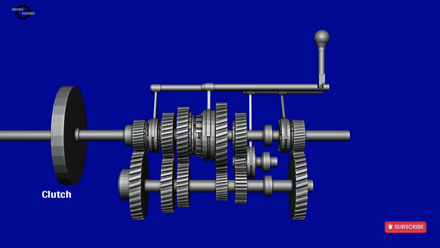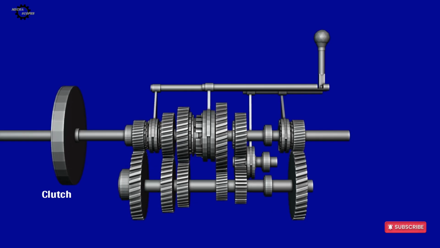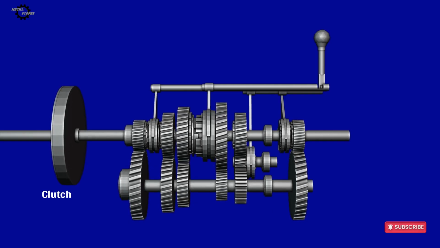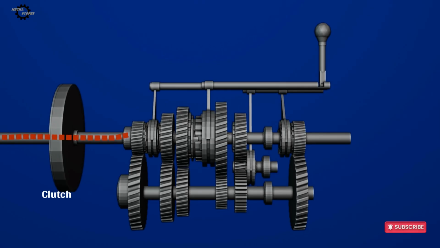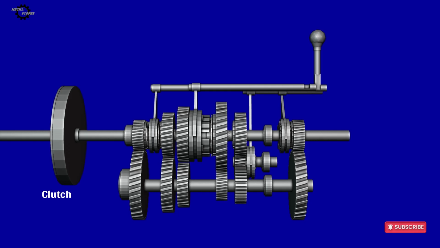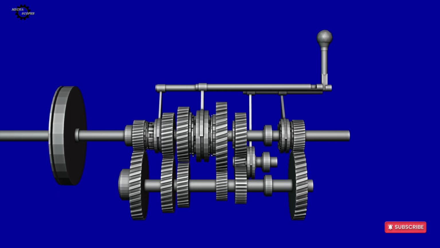This movement is transferred through the shift rod to the shift fork. Once engagement is complete, the driver releases the clutch pedal. Power now flows from the engine through the transmission and into the output shaft through the first gear ratio. The same process occurs for the third and fourth gear.